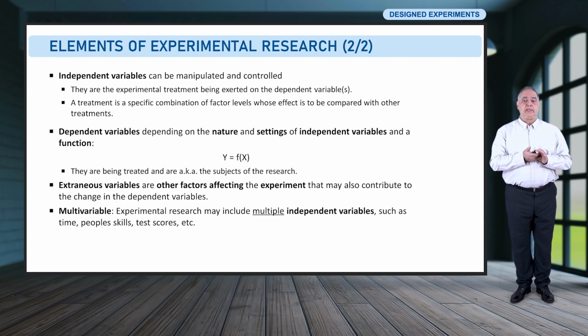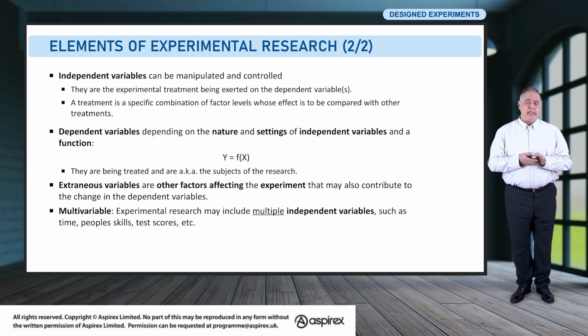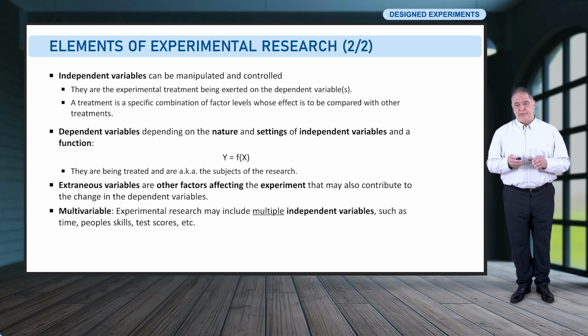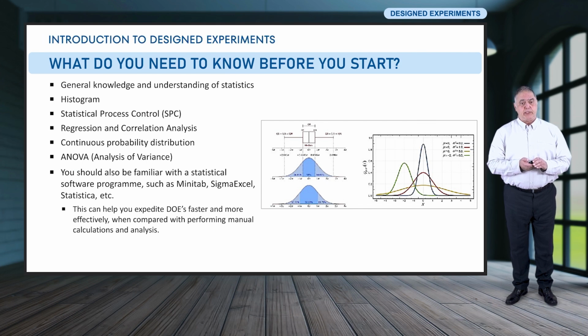Extraneous variables are other factors affecting the environment that may also contribute to the change in the dependent variables. And multivariable experimental research may include multiple independent variables such as time, people skills, test scores, etc. We talked about experimental research, and this is the basis for what we call designed experiments. So let's have an introduction to the subject.